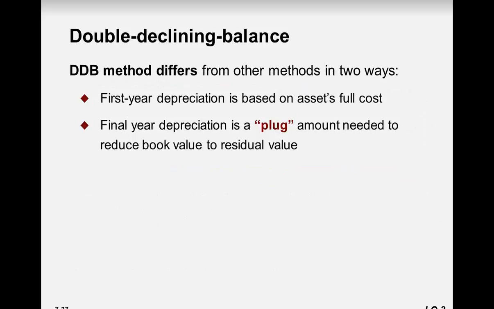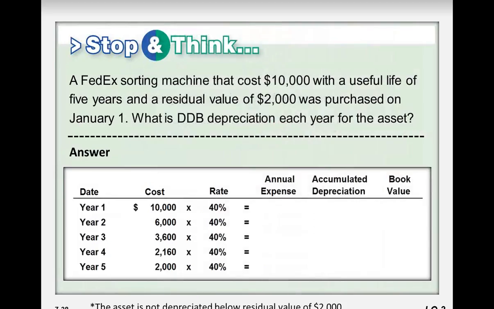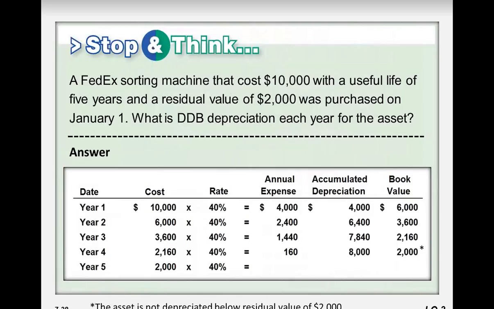So remember that the final year will be a plug. Sometimes, depending on the depreciation rate, you run out before you get to the end of year 5. So you have to not go below the residual value. This is an example of where we ran out before we got to the end of year 5.